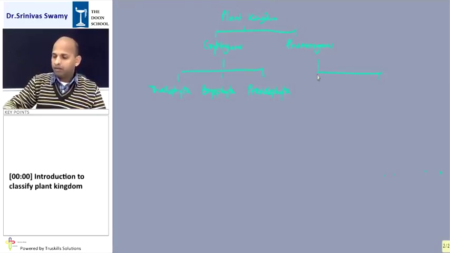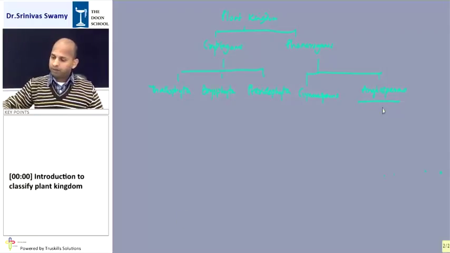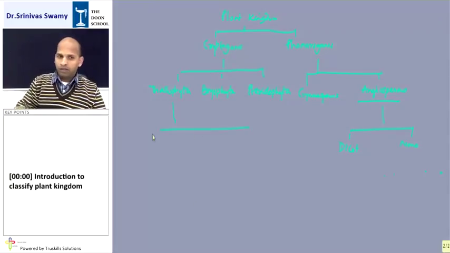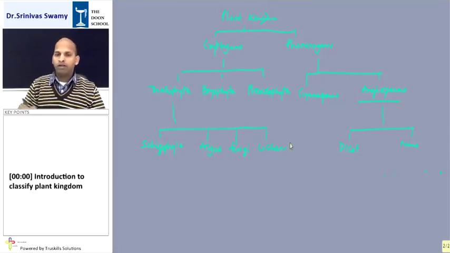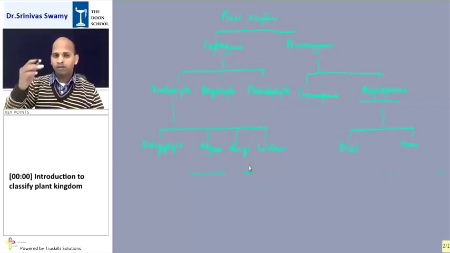While phanerogams have been divided into gymnosperms and angiosperms, or spermatophyta, because they involve sexual reproduction and produce seeds. Further, angiosperms are divided into dicotyledon and monocotyledon based on the cotyledons present, while thallophyta is divided into schizophyta, that is bacteria, algae, fungi and lichens. So this was Eichler's system of classification given for the plant kingdom very early.